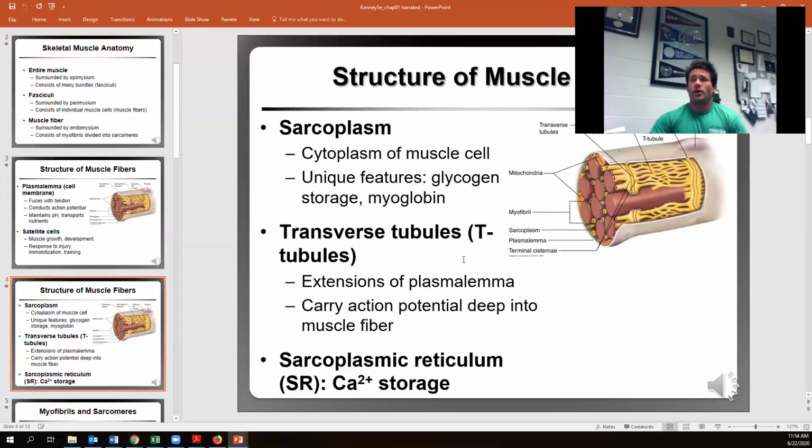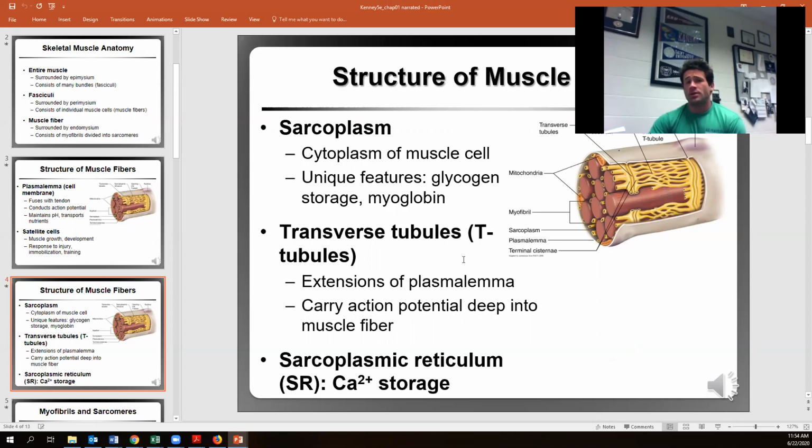Now, we talked about sarcoplasm just a moment ago. Once again, that's the cytoplasm, but this is also where we're going to store lots of glycogen, which is the storage form of carbohydrate that we're going to use for energy, and myoglobin, which is essentially a modification or a change of hemoglobin. So it's what is going to bind to oxygen, take it from the bloodstream, and deliver it to the mitochondria for aerobic metabolism. And those transverse tubules, aka T-tubules, are going to allow for that action potential to move rapidly through the cell.